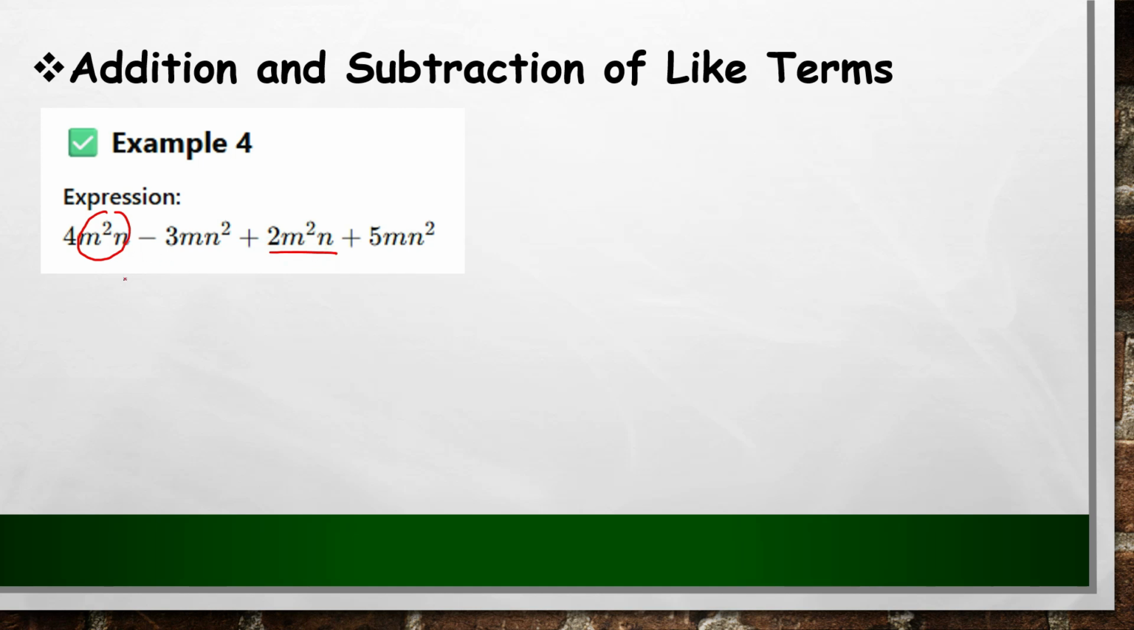We can combine the numerical coefficients. That's 4 plus 2, which is equal to 6. And then for the negative 3 mn squared, that's the same as 5mn squared. So we can combine negative 3 plus 5, which is equal to positive 2mn squared.